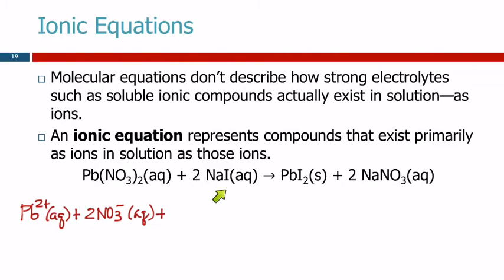And here we have another soluble ionic compound. I have 2 formula units of sodium iodide. Each one is going to give me a sodium ion and an iodide ion. And I've got 2. So I'm going to get 2 sodium ions and 2 iodide ions. In the molecular equation, there are no charges shown. In the ionic equation, we do show the charges because we're showing the ions separated from each other.